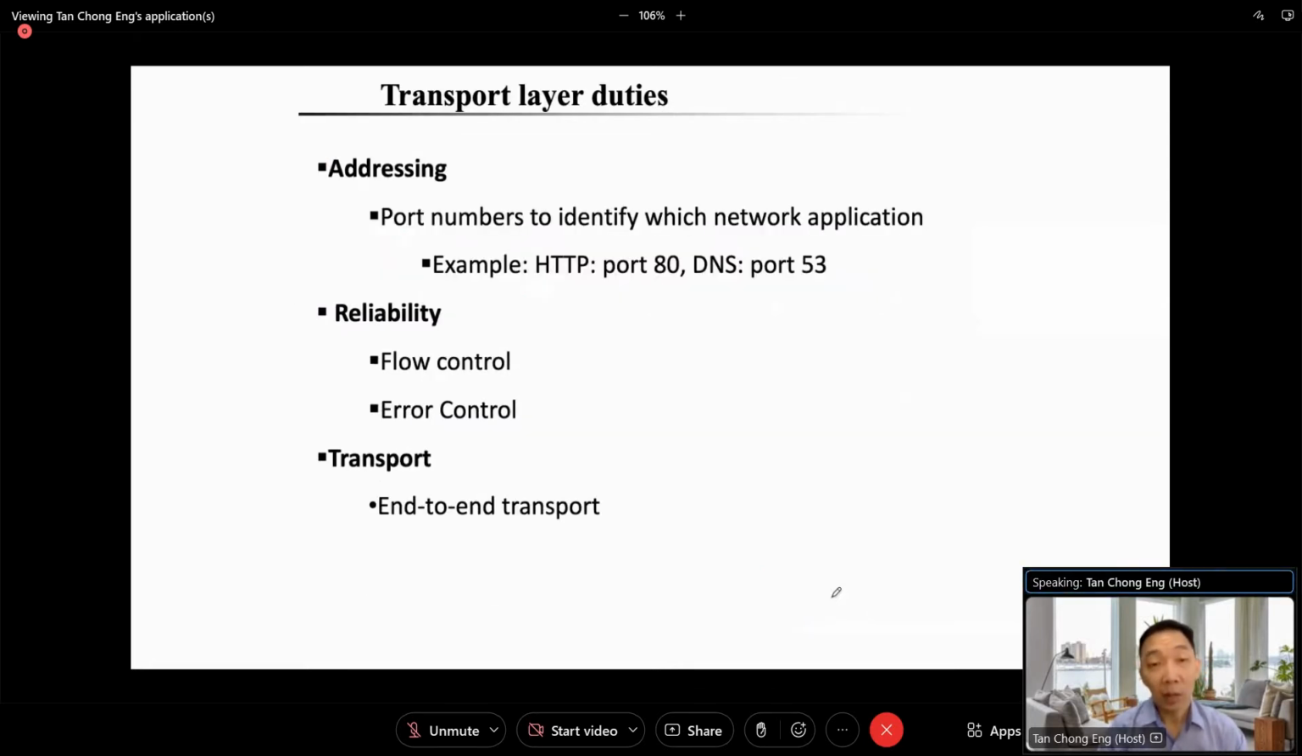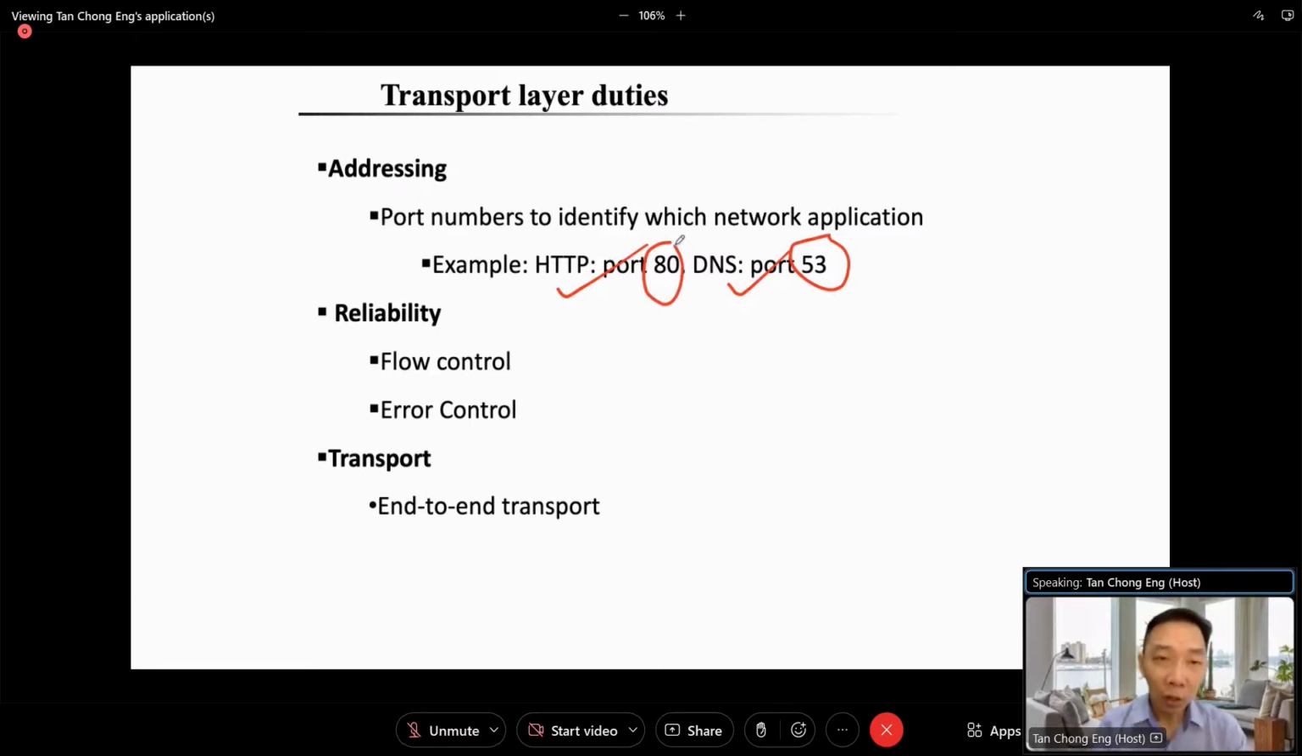And of course, addressing, as I said before. So when we have a connection, for example, if you are using the HTTP protocol, then you are using port 80. And if you are using the DNS service, you are using port 53. If you are using FTP, then you're going to have port 21, right? So all these things happen at this layer, they all go by the port number. Port 53 for DNS, port 80 for HTTP, which is a standard for websites.